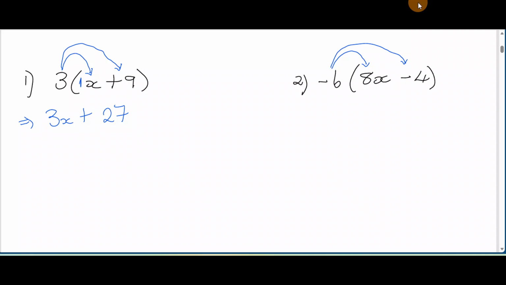Remember that this one is a negative, right? And here, because there's nothing, it means it's a positive. So a negative times a positive is a negative. Meaning now it's 6 times 8, which is 48, and then x. Minus 6 times minus 4. Minus times minus gives us a positive. And then 6 times 4 is 24. Okay.